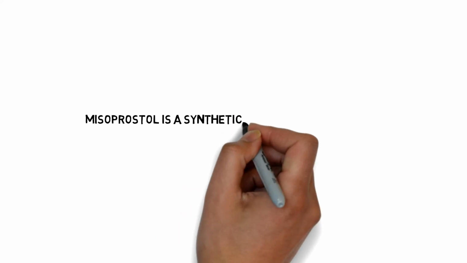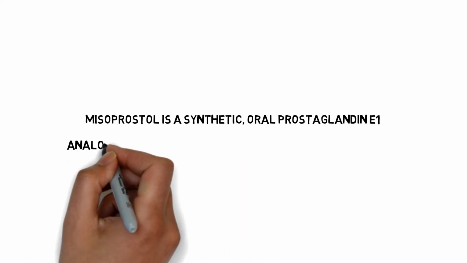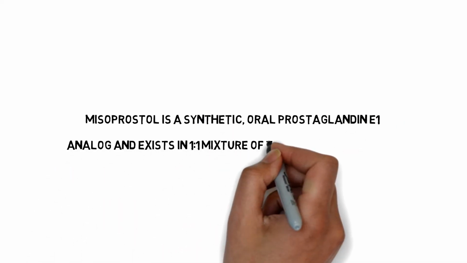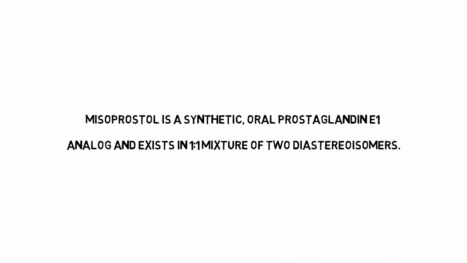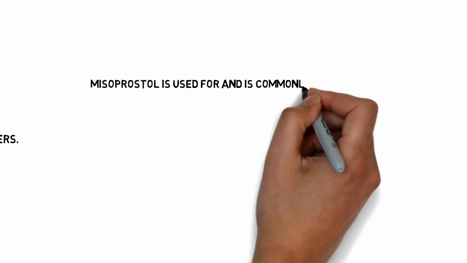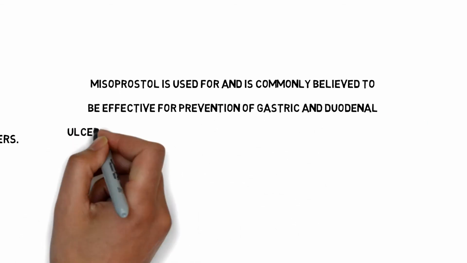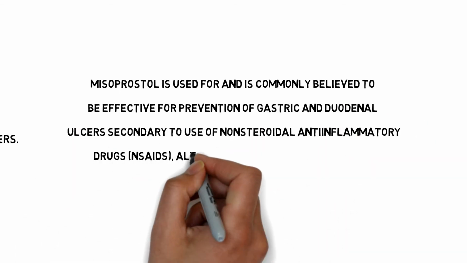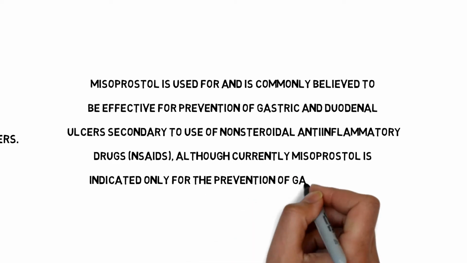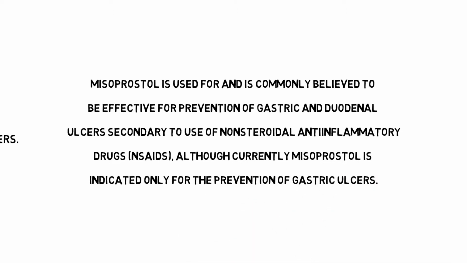Misoprostol is a synthetic, oral prostaglandin E1 analog and exists in a 1:1 mixture of two diastereoisomers. Misoprostol is used for, and is commonly believed to be effective for, prevention of gastric and duodenal ulcers secondary to use of nonsteroidal anti-inflammatory drugs, although currently misoprostol is indicated only for the prevention of gastric ulcers.